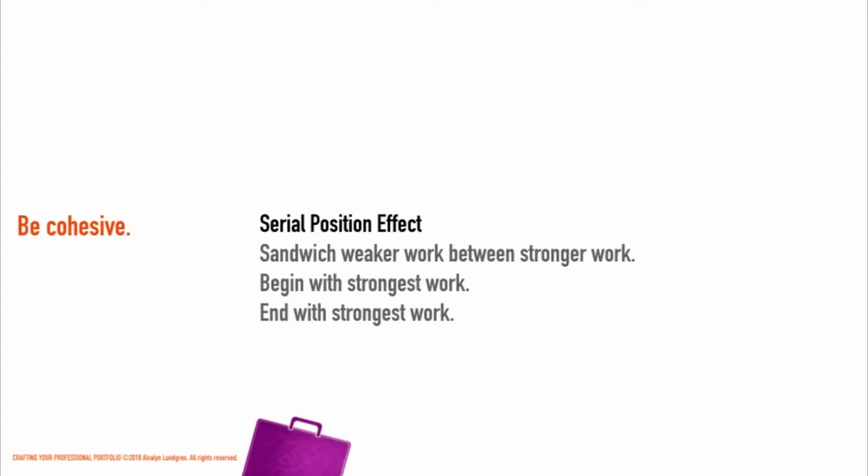You want to put your weaker work between your stronger work. So your stronger work is going to be the bookends, or the chocolate part of the Oreo cookie, and your weaker work will be the filling.